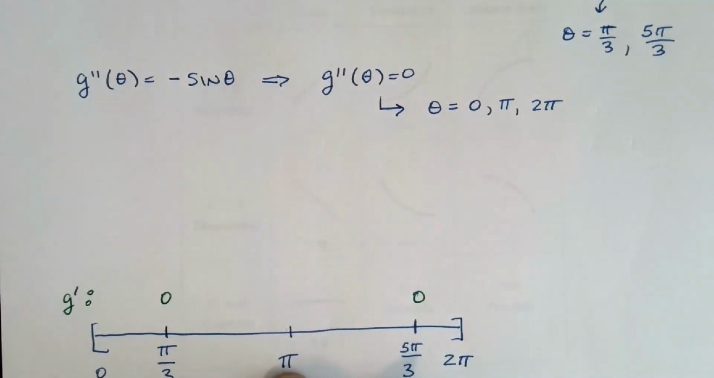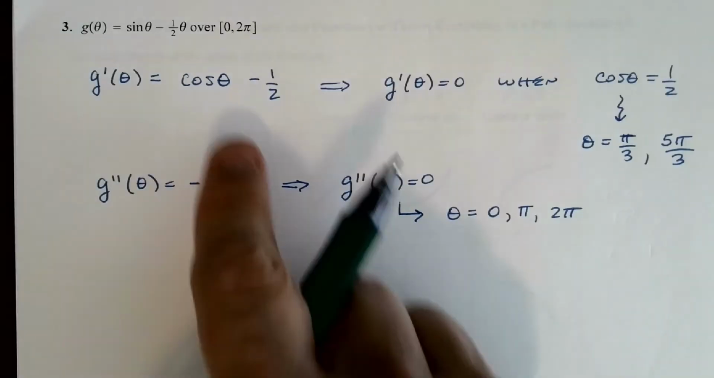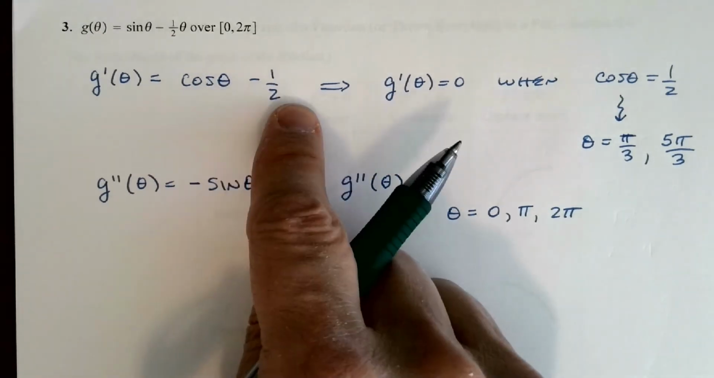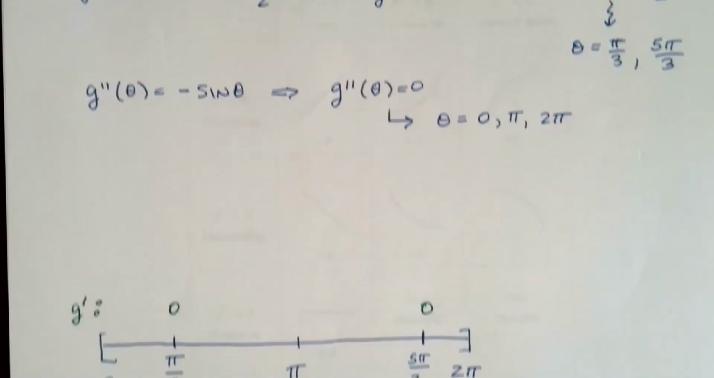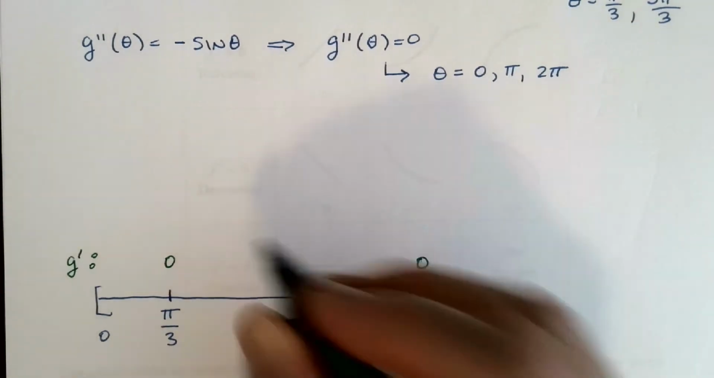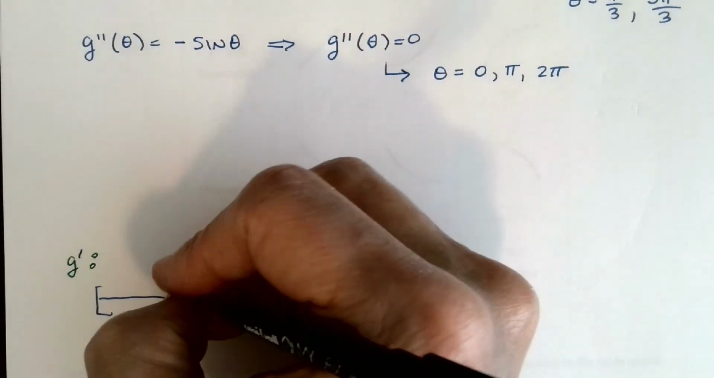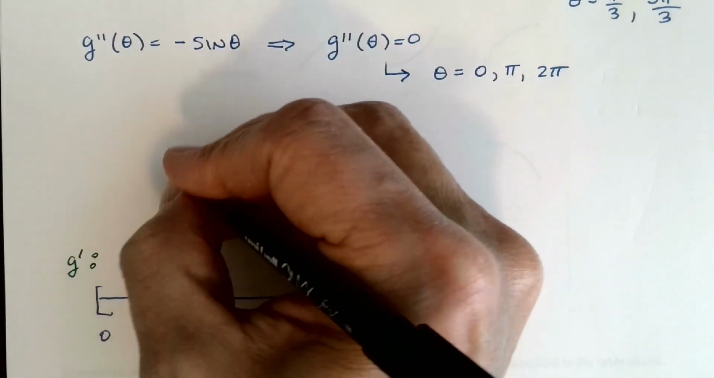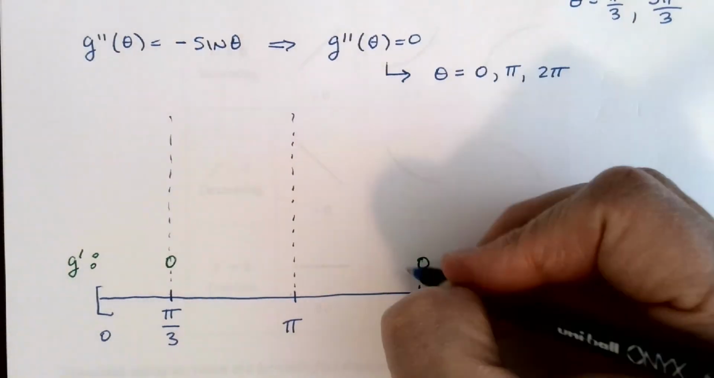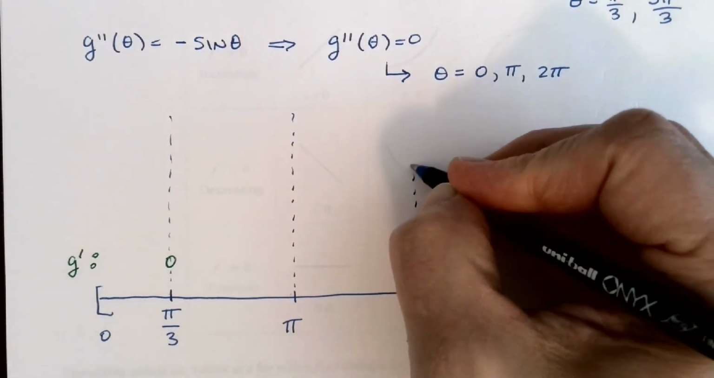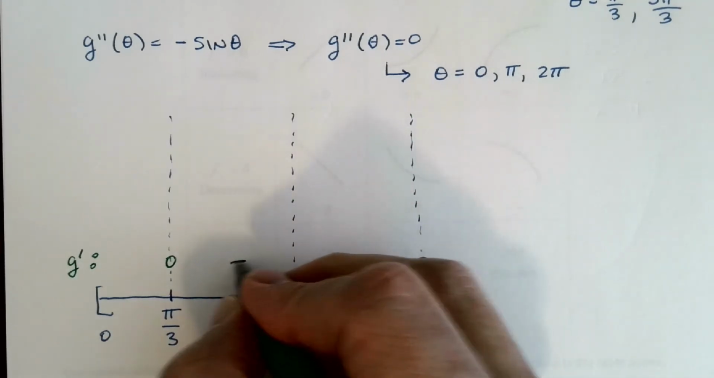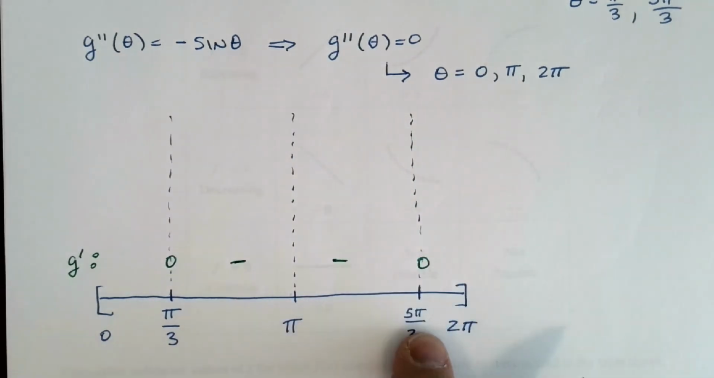Let's plug in pi. If I go back to the derivative, cosine of pi is -1. -1 minus 1/2 is -1.5. Important thing is it's negative on this interval. And I'm going to do these like I've been doing, these potential transition points here. So again, it's negative on this interval and this interval, everywhere between pi over 3 and 5 pi over 3.